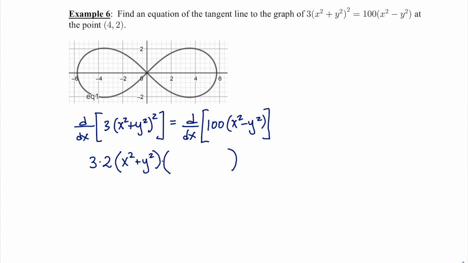So the derivative of the inside will be 2x from the derivative of x squared plus 2y times dy dx. And you want to be really careful that the dy dx is only multiplied with the 2y, not distributed to the 2x, because it should be just with the derivative of y squared, not with the derivative of x squared. So this is exactly how you want your left side to look.